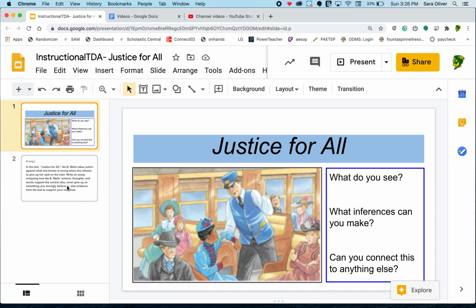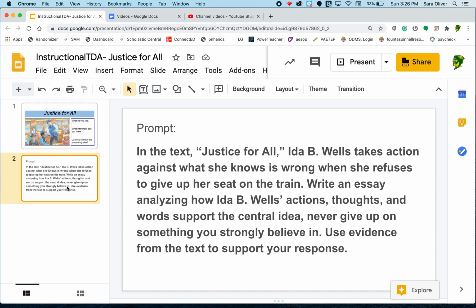Let's take a look at our TDA prompt. I always read through the TDA prompt twice. The first time, I'm just making sure that I'm reading it closely. The second time, I'm really examining the prompt, looking for different parts. So let's read through it once.